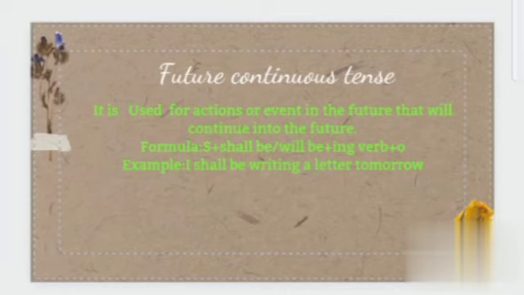Future continuous tense. It is used for actions or events in the future that will continue into the future. Formula: subject plus shall be/will be plus ing verb plus object. Example: I shall be writing a letter tomorrow.